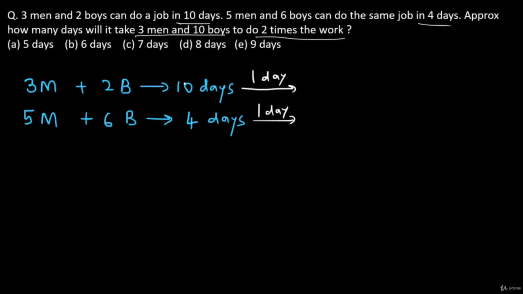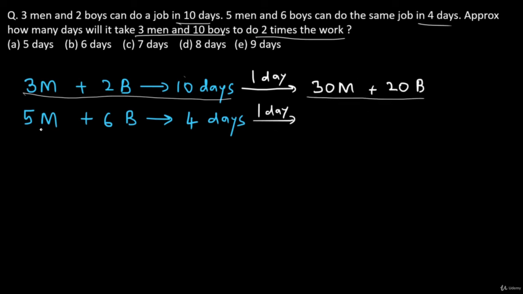You just need to multiply this, right? You just need to multiply this 3 with 10 and this 2 with 10. So we get 30 men and 20 boys. If they work for 1 day, it's the same number of man days and boy days that we get, right? Over here we have 30 man days and 20 boy days when we take this into consideration. And over here, if 30 men work for 1 day, again we have 30 man days. And if 20 boys work for 1 day, again we have 20 boy days. So these two have the same amount of work.